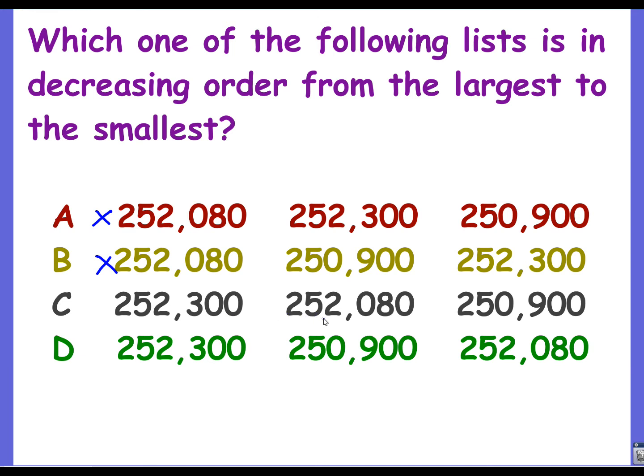252,300 to 252,080 is decreasing. And 252,080 decreases going to 250,900. So I believe the correct answer is C. But let's just check D to make sure. 252,300 goes down to 250,900. But again, we go up from 250,000 to 252,000, so it cannot be D. So the correct answer you should come up with is C.